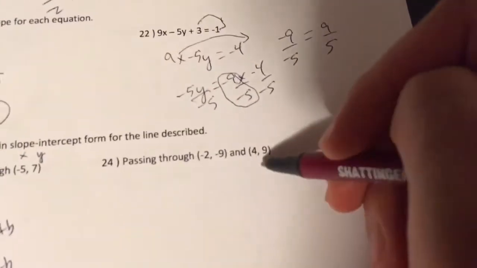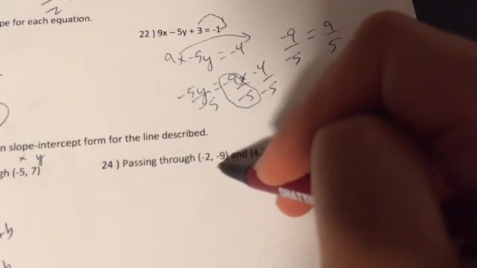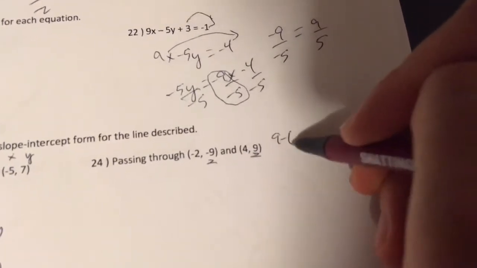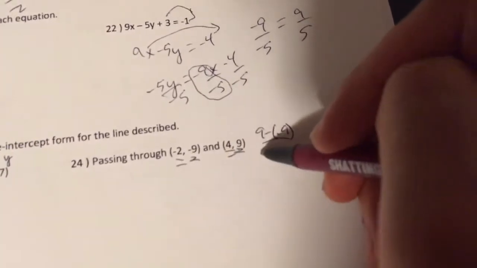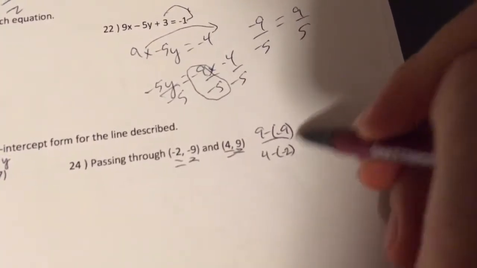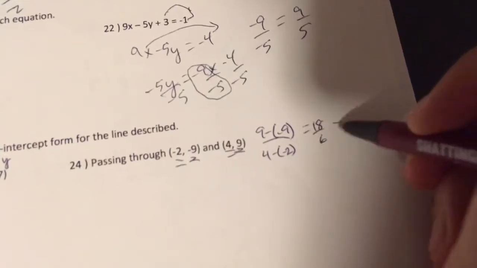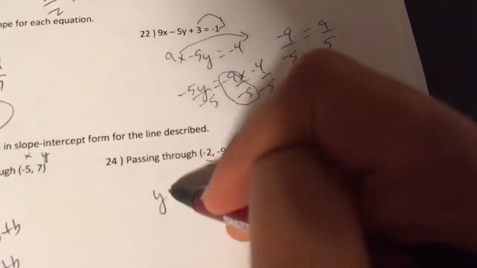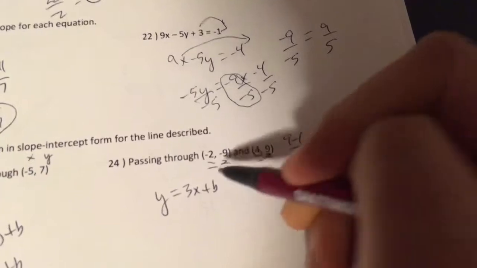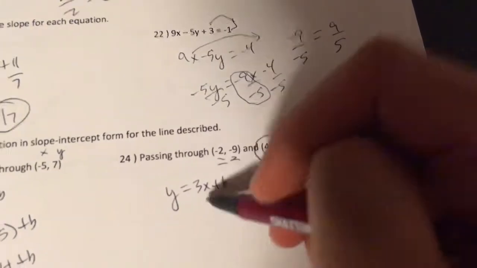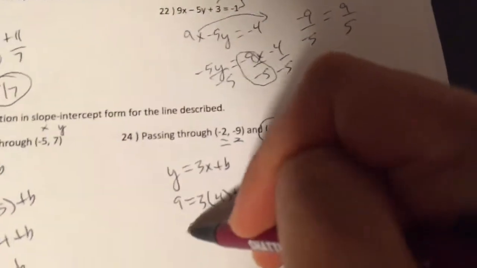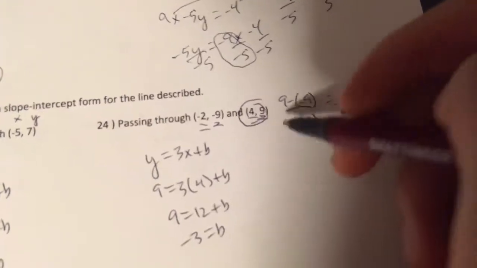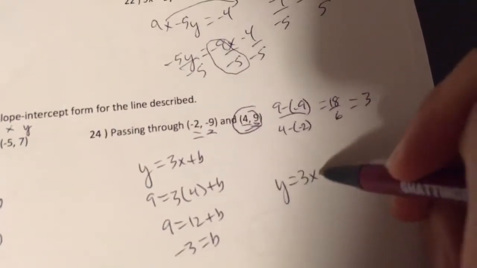Guys, in this next one, I actually need to find the slope. So I'm going to do 9 minus a negative 9 all over 4 minus a negative 2. That's going to give me 18 over 6, which is 3. So y equals 3x plus b. Pick an ordered pair to use. I'm probably going to use the positive one there. 9 is 3 times 4 plus b. 9 is 12 plus b. Negative 3 is b. Y equals 3x minus 3.